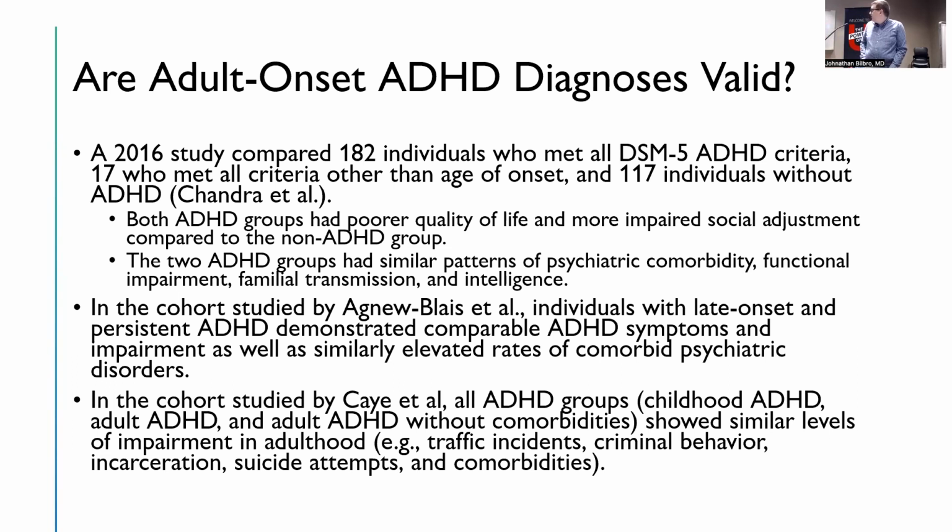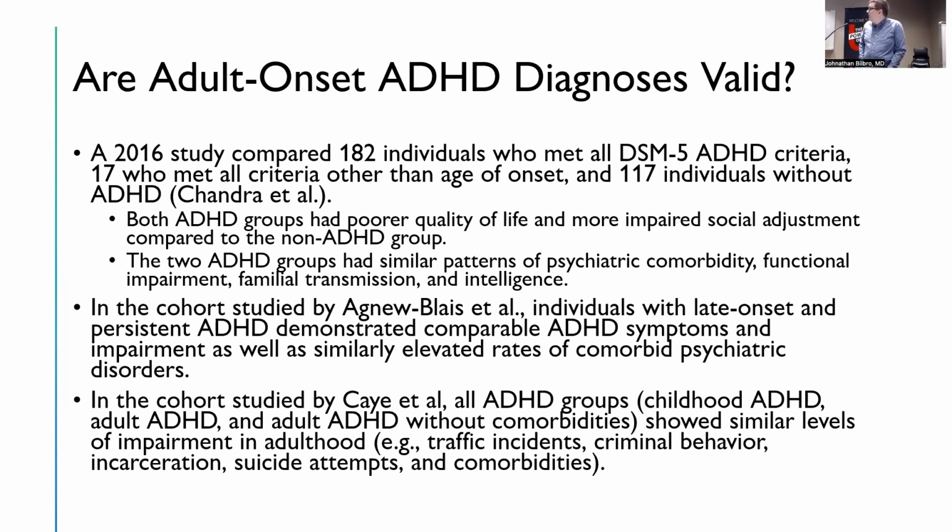One of the other cohorts, the Brazilian cohort, separated patients into groups of childhood ADHD, adult ADHD, and adult ADHD without comorbidities. All those groups had similar levels of impairment in adulthood in terms of things like traffic incidents, criminal behavior, suicide attempts, and so on.